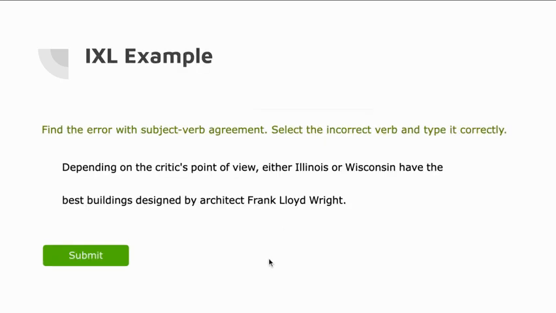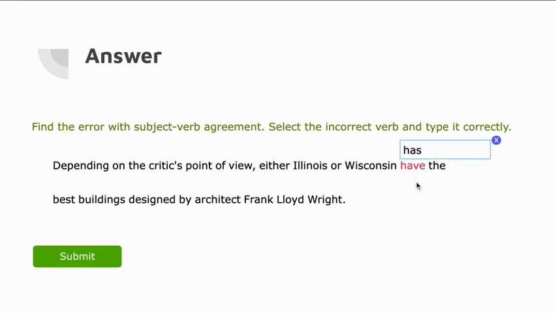Let's try another one. Depending on the critic's point of view, either Illinois or Wisconsin have the best buildings designed by architect Frank Lloyd Wright. So I can tell that my subject, who or what the sentence is about, is Illinois or Wisconsin. So in this case, I would highlight the verb have and I would type in has. And so that's what IXL will ask you to do. The first thing you should do is identify the subjects and whether they're connected by and or or, and then you're going to correct the verb.